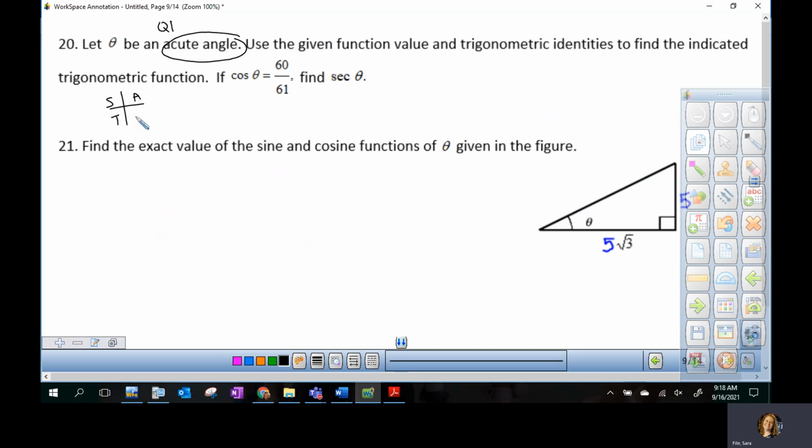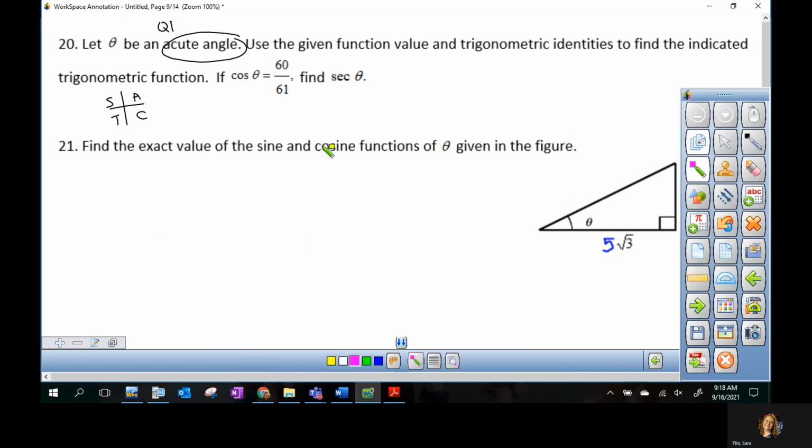Okay, so the angle is in quadrant 1, which means what about your positive or negative values? They're all going to be positive. So we know we have positive answers. So if you have any answer choices that are negative, get rid of those. You can eliminate them. Okay.